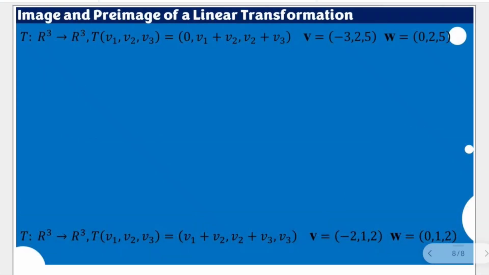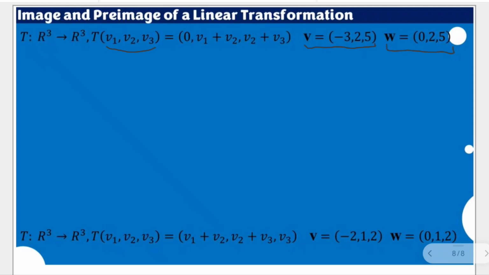For these two given linear transformations from R3 to R3, we are tasked to solve for the image and pre-image of specific vectors here. Since we are using here v sub 1, v sub 2, and v sub 3, we can say that they are components of vector v, and hence we are going to solve for its image, that is an element of its codomain. For W, this is already a part of the codomain, so in short, we are going to solve for the pre-image, its equivalent vector v that allowed it to solve for this specific value.